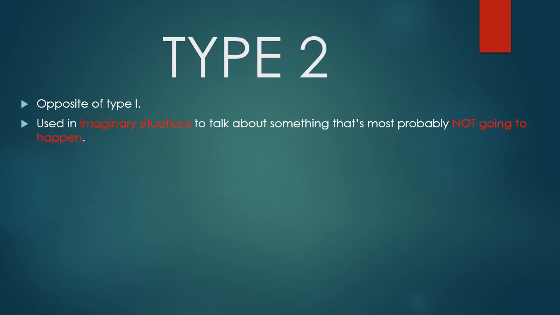Now, conditional type 2, we may say it's the opposite of conditional type 1, simply because it can be used in an imaginary situation to talk about something that's most probably not going to happen. So we said conditional type 1, we talk about something that may happen in the future, so it's possible to happen. But for conditional type 2, we talk about something which we are almost sure is not going to happen.